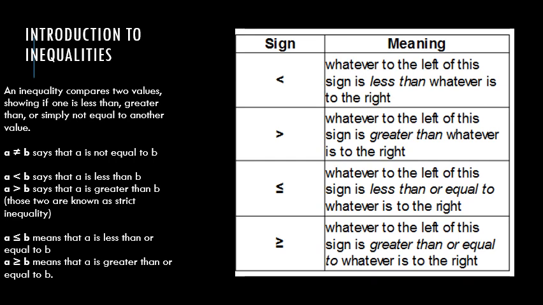Now moving on to the final inequality, it is a greater than or equal to b. Underneath the greater than symbol there is a small dash. It means that a will take either the greater value or it might be equal to b. So a is greater than b, and in some situations a will be equal to b.